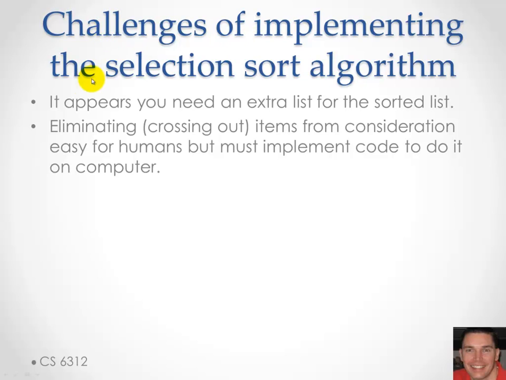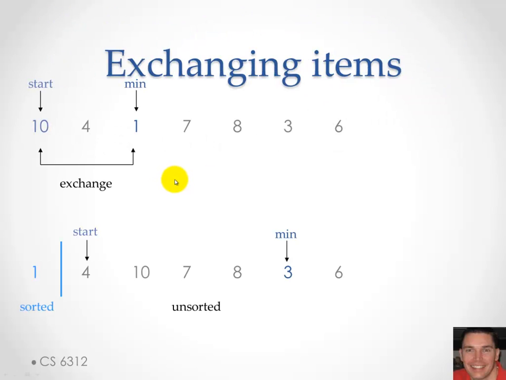What are some of the challenges of implementing the selection sort algorithm? Well, one, it appears that you need a whole extra list to store this sorted list that you're building. And then, how in the world do we go about crossing out items from consideration? That was really easy to do with our little pen and paper technique because we can just cross out the item and we won't consider that, but that's a little bit more difficult to do in code. Well, it turns out that you can actually do this just with a single list and cross out items just sort of by moving forward.